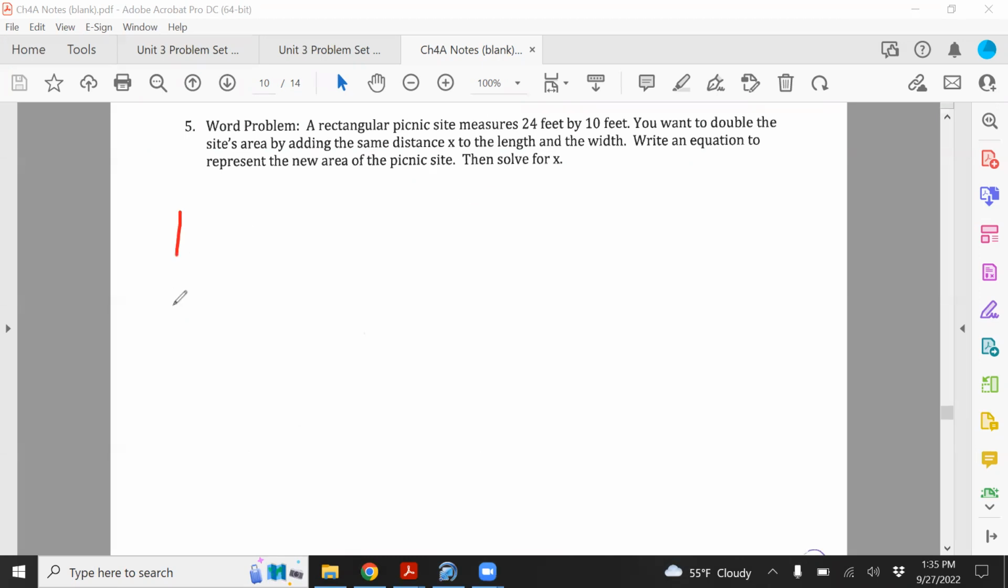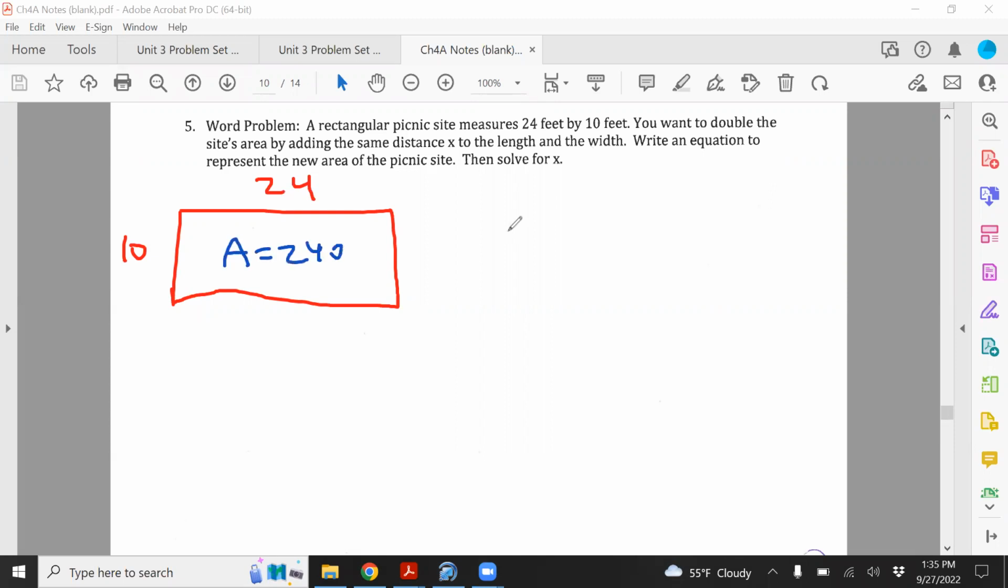So here's the picnic site. What are the dimensions again? 10 by 24. Perfect. And what's the area right now, by the way? Very easy, right? But we want the area to be 480. We want double the square footage.